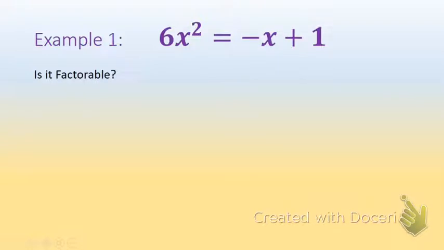Okay, so we have this quadratic, 6x squared equals negative x plus 1. Well, hopefully you realize that it is not equal to 0. Regardless of which method you choose, you have to ensure that all terms are on the left side of the equal sign or on the right. So what I am going to do is add the x and subtract the 1.